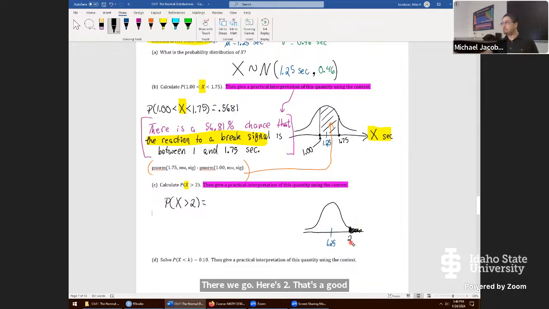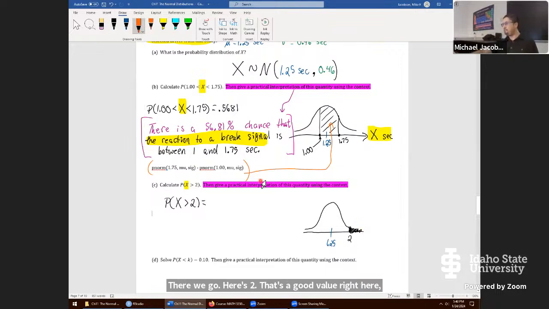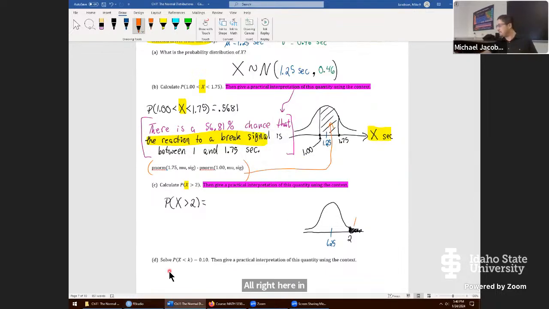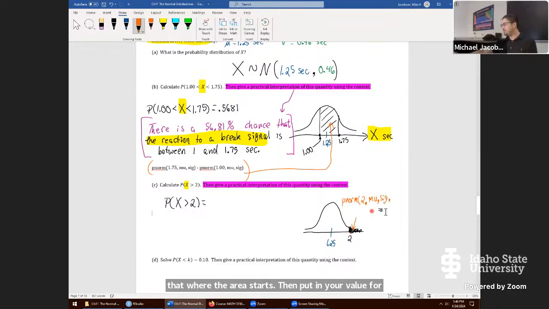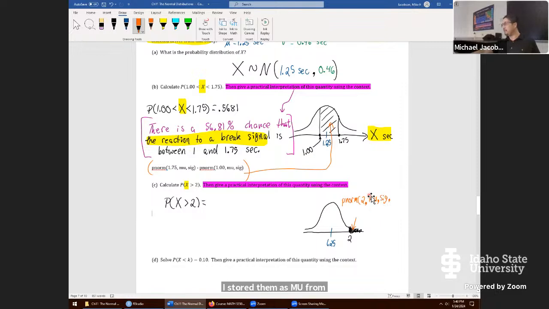And to get this value right here, the syntax would be, I'll write it here in pen, and we'll copy it down from actual RStudio at the end of the problem. But this area, you can find it by doing pnorm. You have to get the value on the horizontal axis, 2, where the area starts. Then put in your value for mu, sigma.